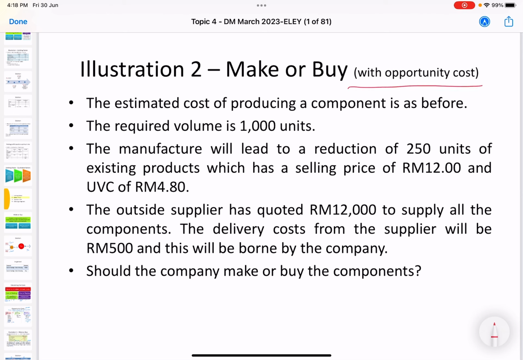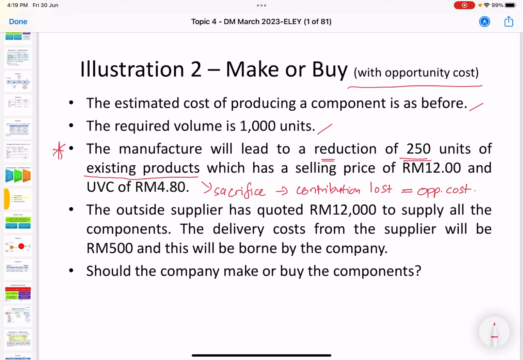Now let's look at the case with opportunity cost. Let's say the estimated cost of producing the component is as before, and the required volume is as before. However, the manufacture will lead to a reduction of 250 units of an existing product. We don't know what the name of the product is, but there is an existing product which is going to be reduced. When reduced, that means we are going to sacrifice this production. If we sacrifice this production, there will be lost contribution. And if it is lost contribution, it is an opportunity cost.